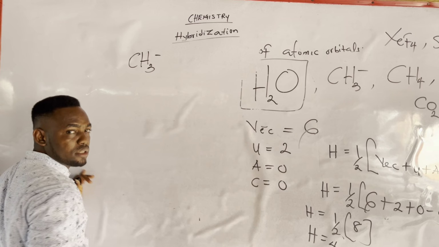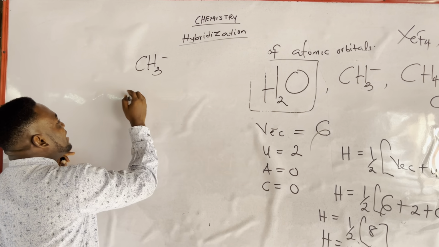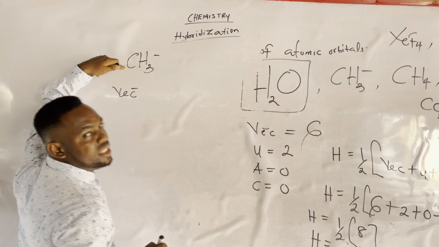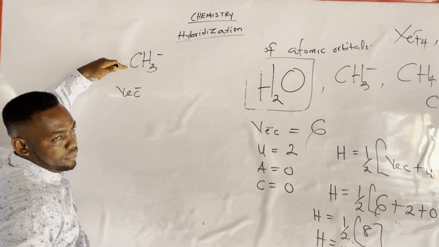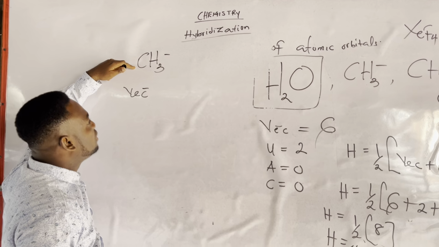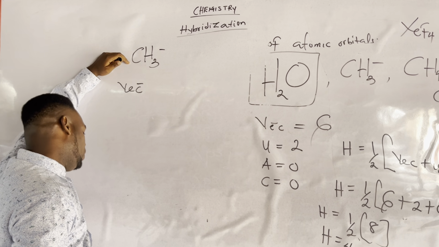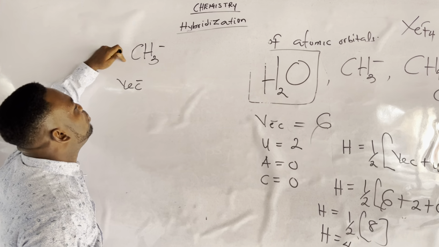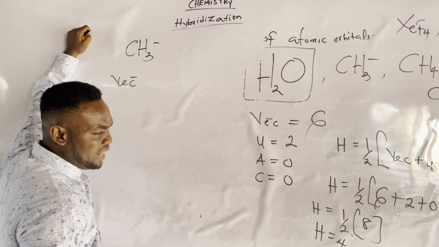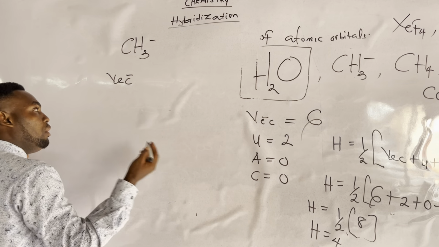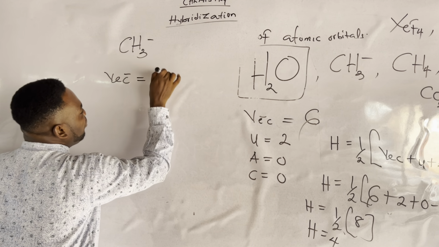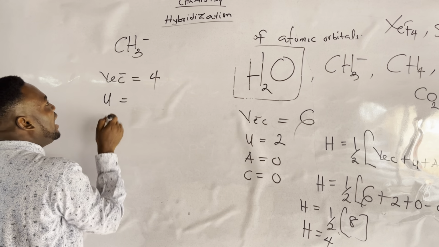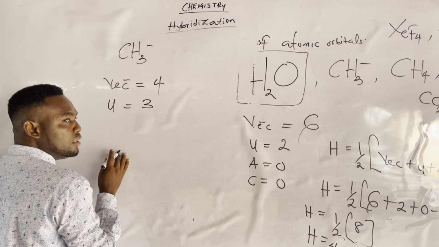CH3 minus. Of course, class, what will be the central atom? From what I just explained now, carbon will be the central atom. And carbon being the central atom, what is the valence electron of carbon? What group does it belong to? Alright, so that should be 4. Is that not so? So VEC is 4 for the central atom, which is carbon. Do I have univalent? Yes. How many of them? 3.